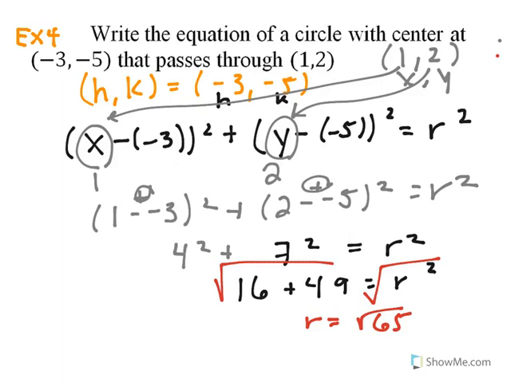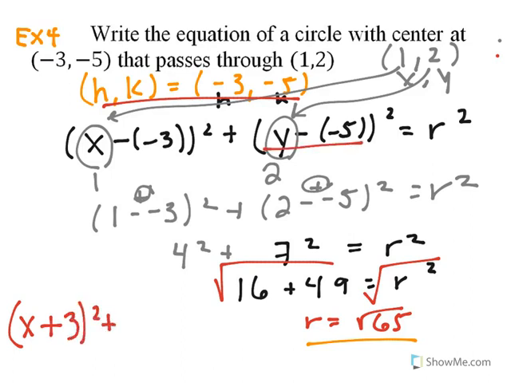Okay? So I know we had to do a little bit of work there, but now we have R and we have our center H, K. Let's plug into our formula. Remember, your final answer should have the variables X and Y in it. So X minus H, so minus -3 is plus 3 squared, plus Y minus -5 is Y plus 5 squared, equals my radius squared. My radius is square root of 65. Square that, and it's just going to be 65.